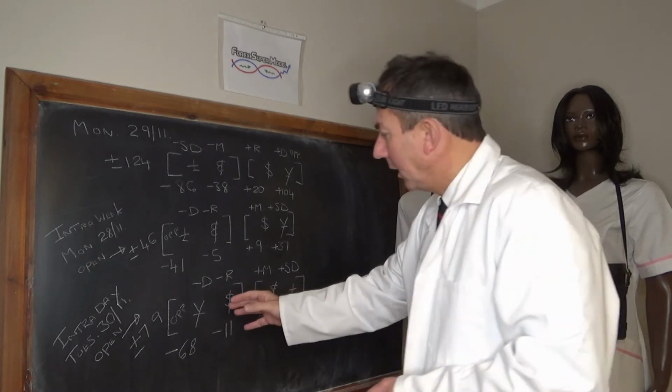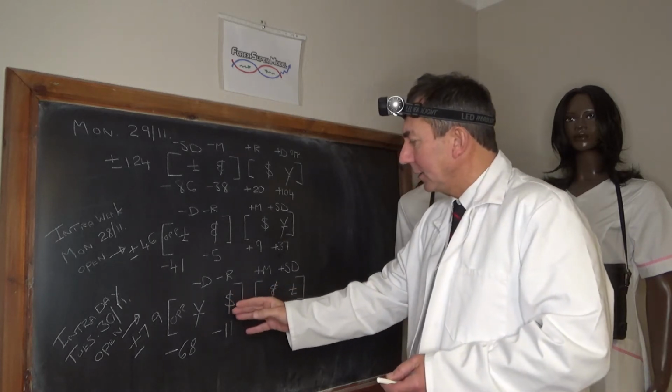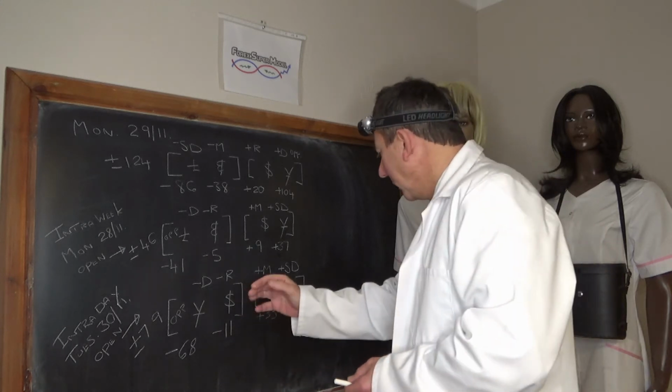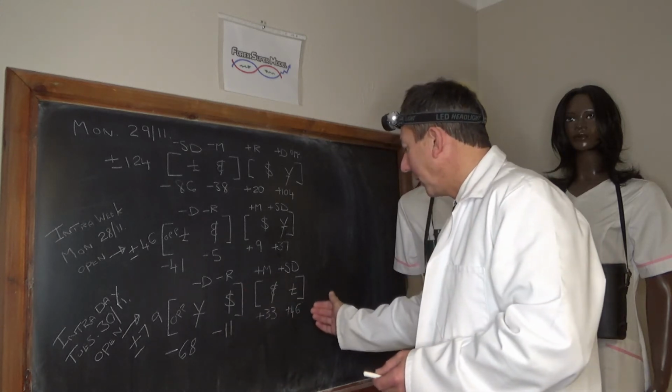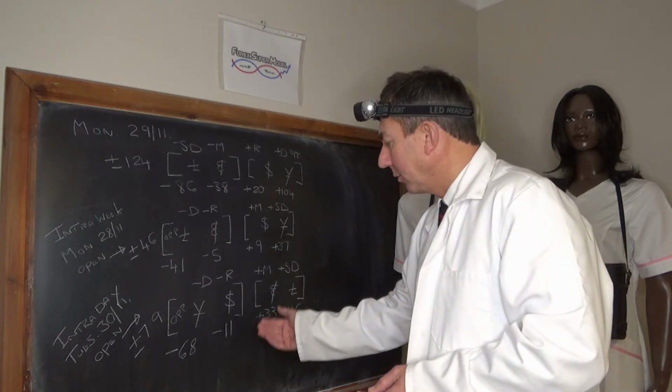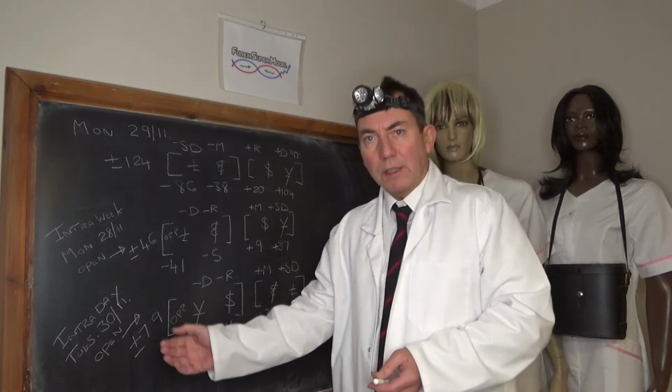We've got the yen acting as the opposed negative driver, minus 68. Front and back door flows mainly going into the pound at plus 46, into the euro at plus 33, and the dollar is the negative rock at minus 11, activity plus or minus 79.